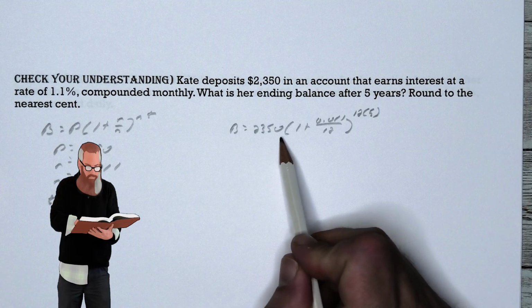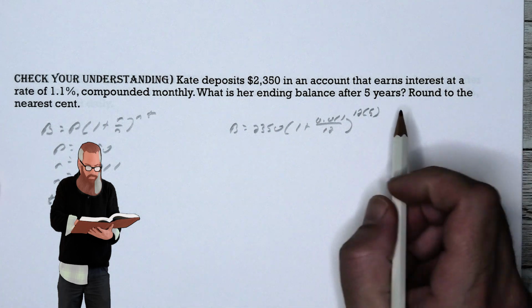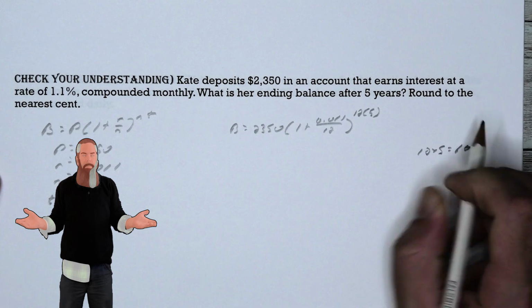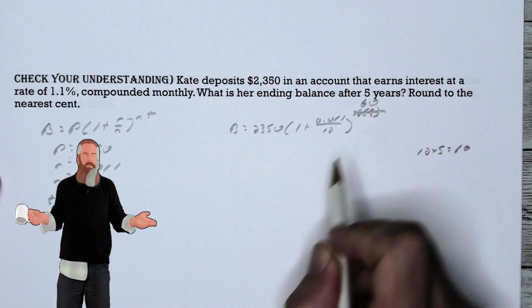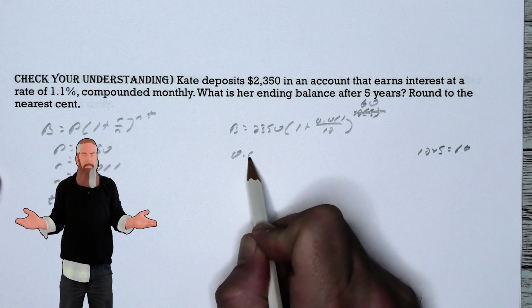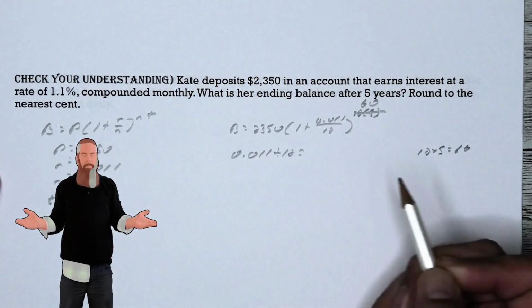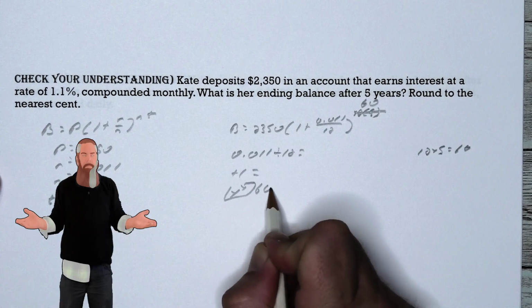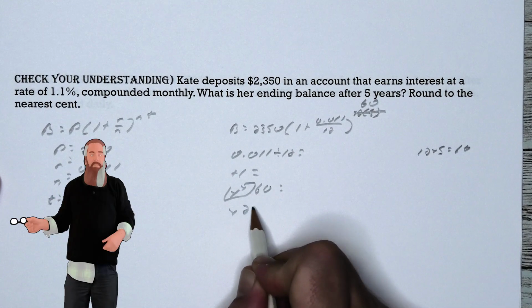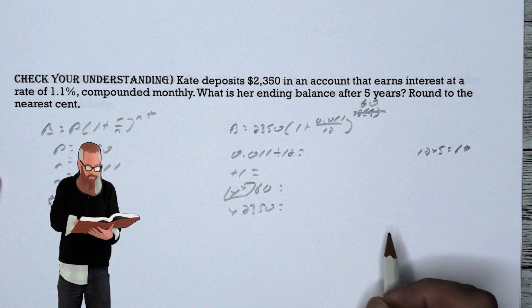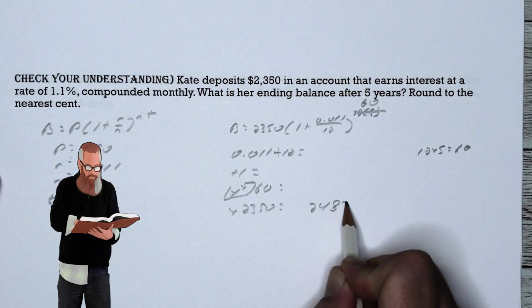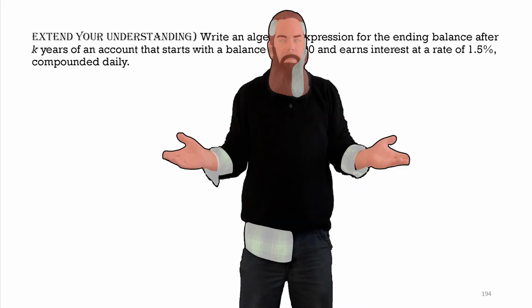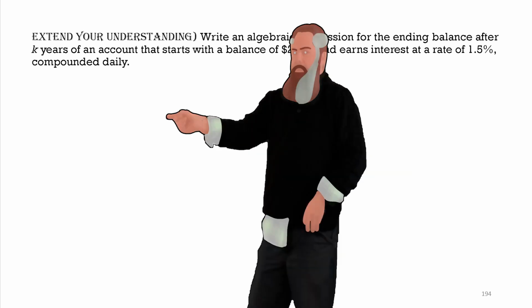So we set up our equation substituting in the values for all of the variables. To simplify some of this for us, we can say that 12 times 5 is 60. So we can look at the exponent as simply being 60. This would mean 0.011 divide 12 equals plus 1 equals exponent button 60 equals times 2350 equals, and we will get 2482.81.